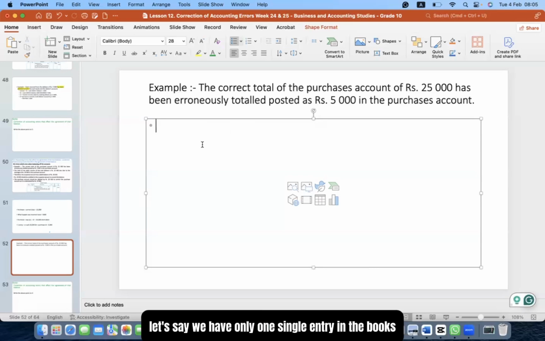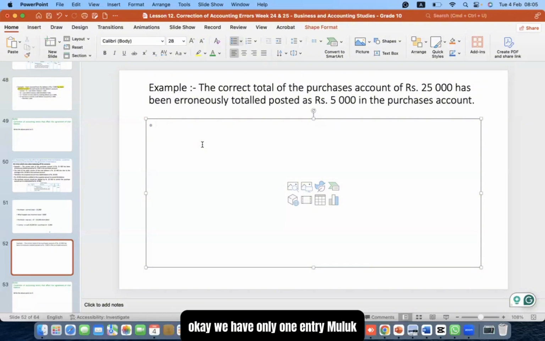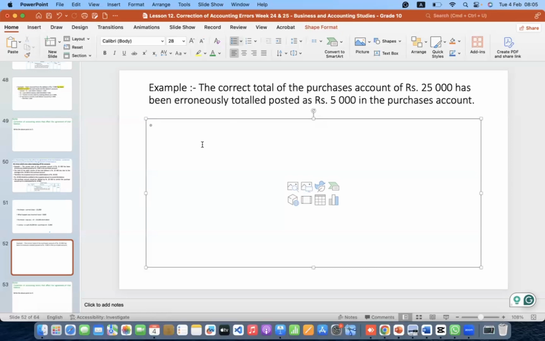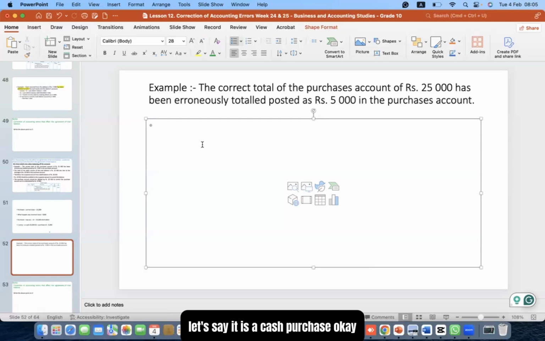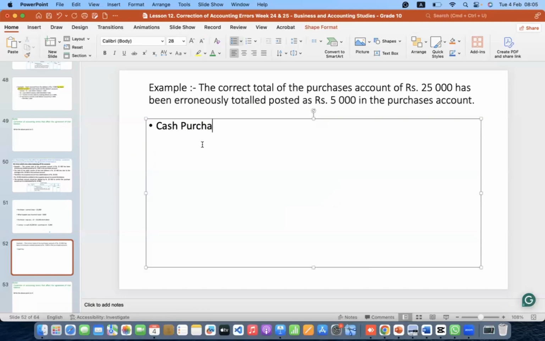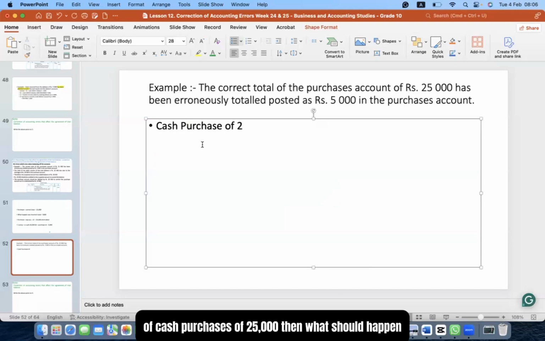Now let's say we have only one single entry in the books. We have only one transaction in the accounting books. Let's say it is a cash purchase of 25,000. Then what should happen? You should credit your cash account.